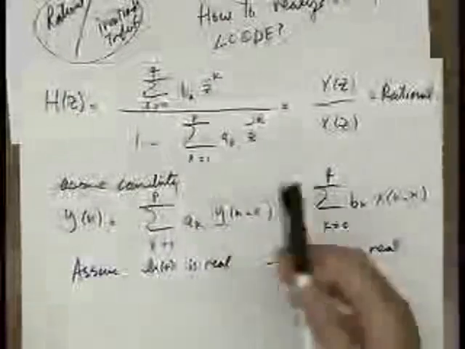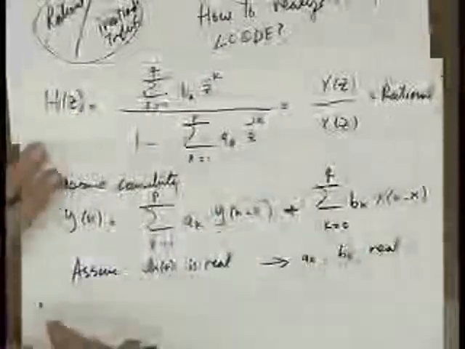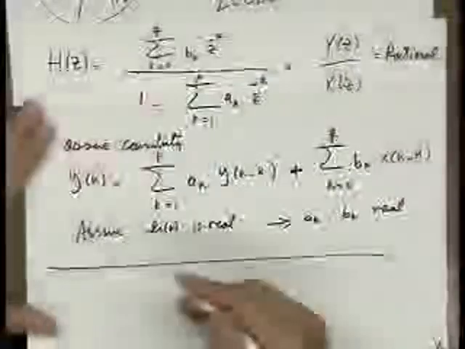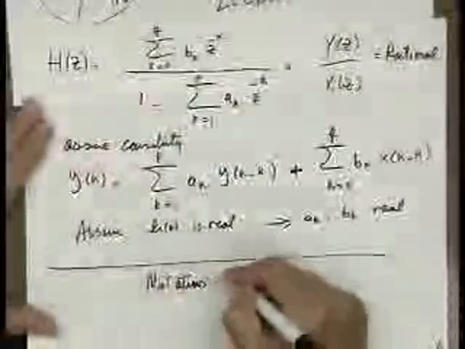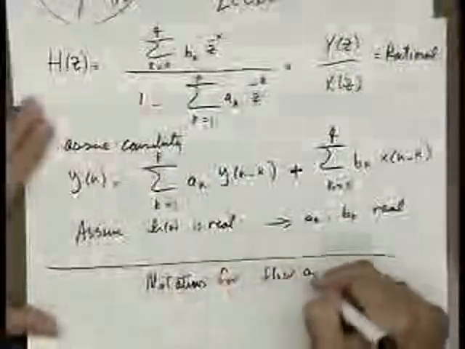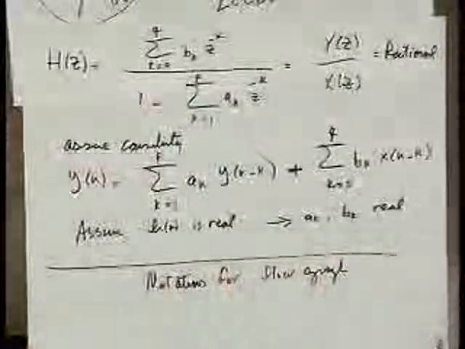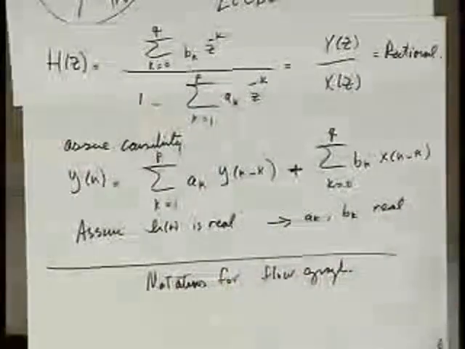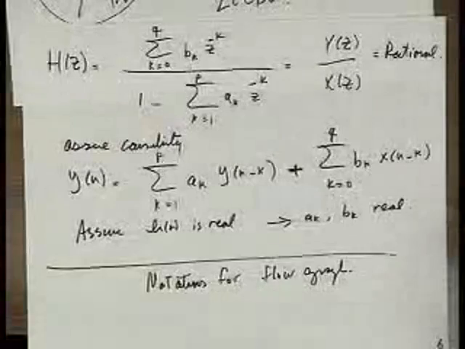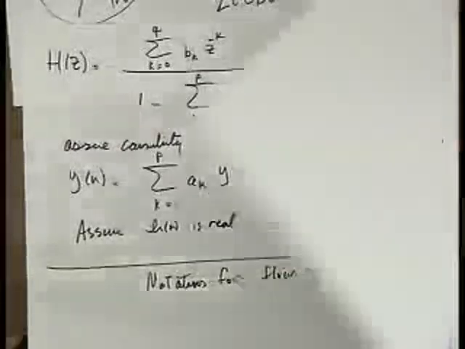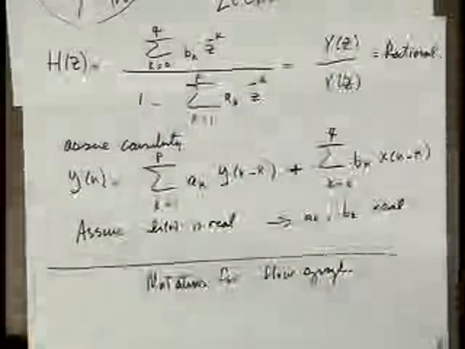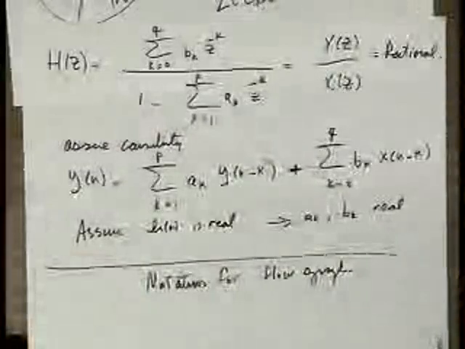Now I'm going to come up with flow graph implementations of it, but before I do that, I want to introduce some notation for flow graphs. We're going to talk about flow graphs both in the context of implementing difference equations in this class, and also in the context of FFTs. Okay, so what's the notation for flow graphs? There are really 3 things I want to do in a flow graph: add, multiply, and delay.